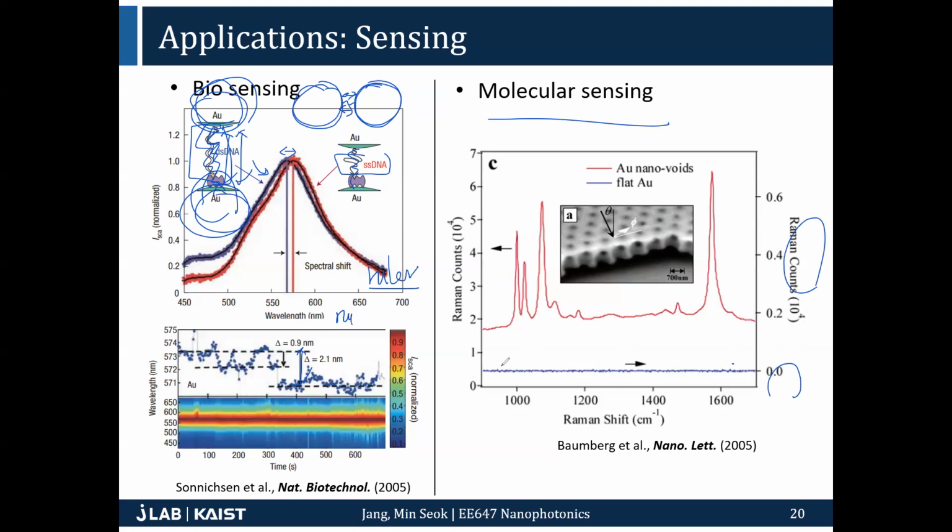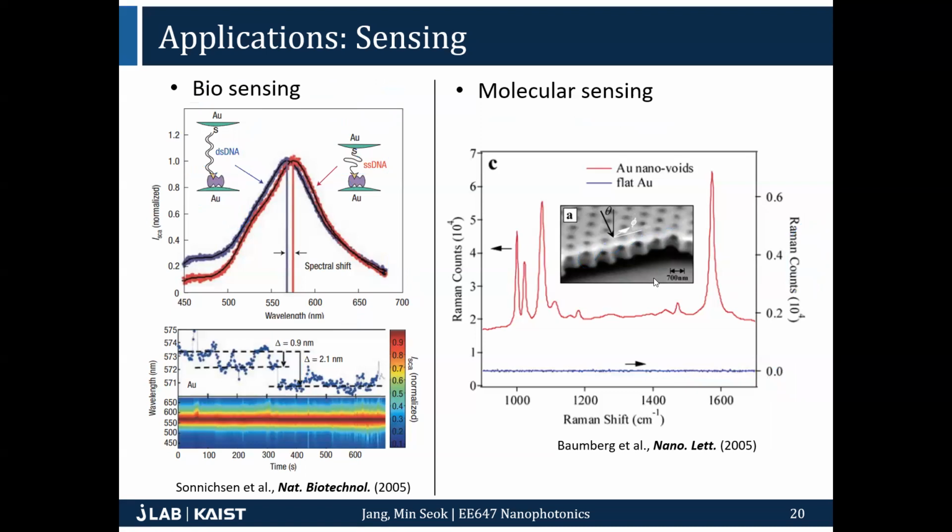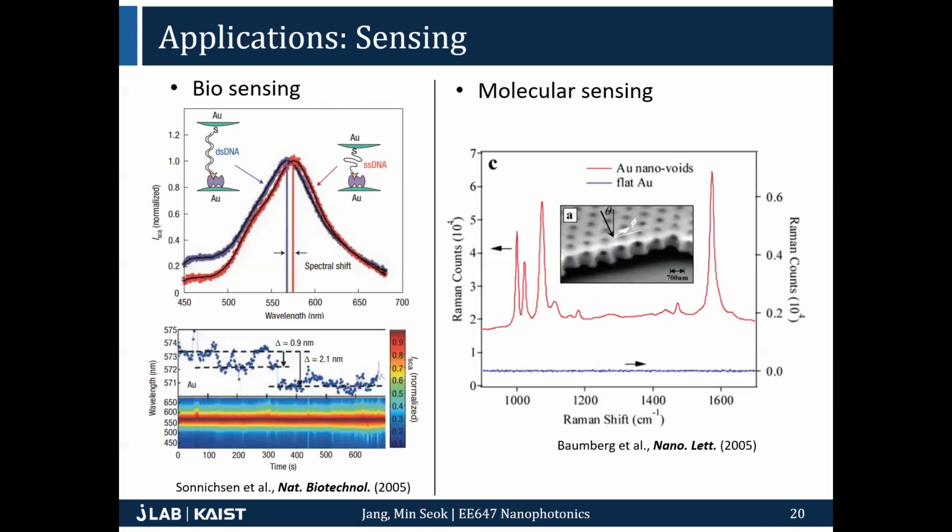You can see here, compared to the case with flat gold, if you have a nanostructure which can support plasmon resonance, your SERS signal, your Raman signal, increases by a factor of maximum 10 to the 6, like 1 million times larger than the flat case, so that you can reach single molecule detection sensitivity. Okay, so this is basically all for the localized plasmon resonance.